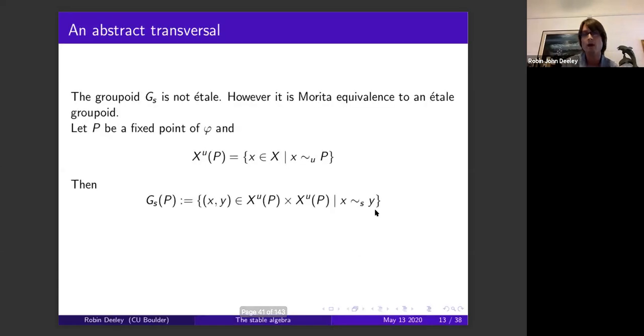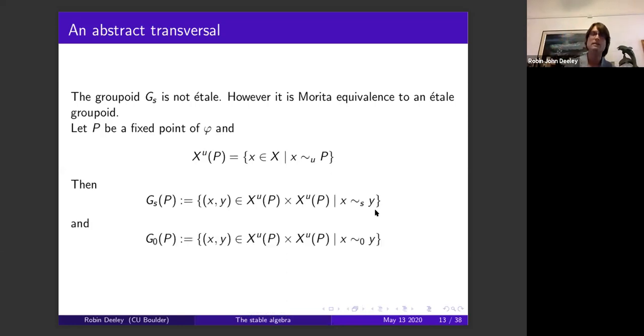Now we can define our 2 groupoids again, now that we've cut down to this set, and both GSP and G naught P are going to be now étale groupoids. And everything that I said previously is still going to hold. G naught P is still going to, in the case of the 2 solenoid, sit inside of GSP and things like that. And we're going to be okay.